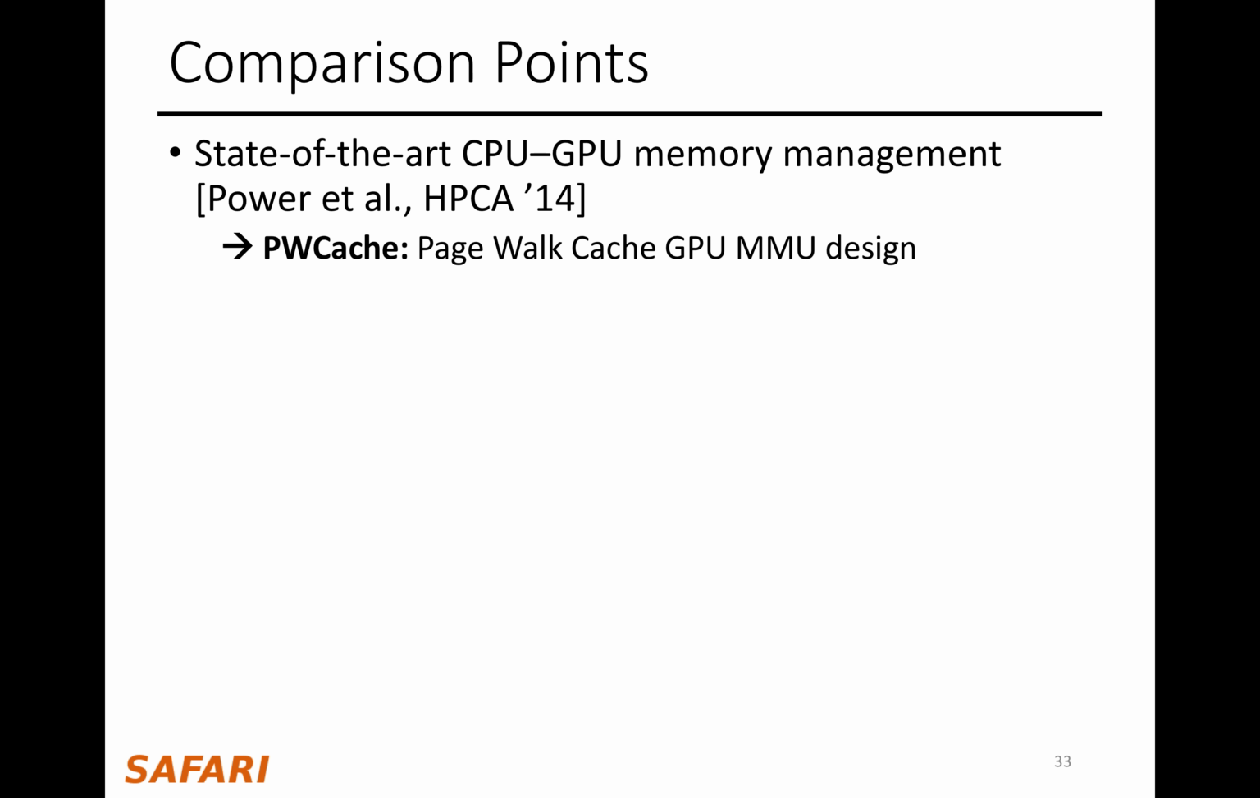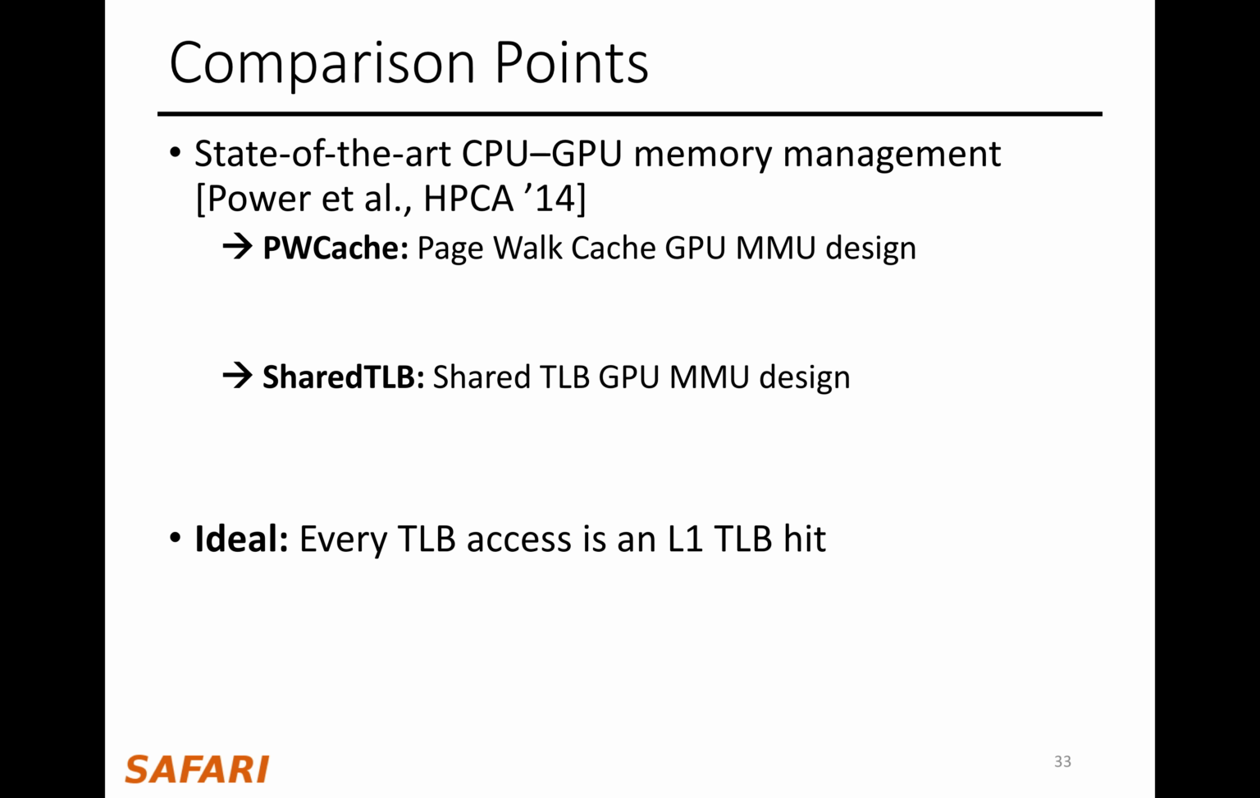We compare MASK to two state-of-the-art CPU memory management designs. The first design is called page walk cache, or PWCache in the plot. This particular design utilizes a page walk cache to cache any partial translation data. The second design we compare to is called the shared TLB design, which utilizes a shared TLB in order to cache translation data and reduce the number of page walks that have to be done. Lastly, we compare to the ideal baseline where every single TLB access is an L1 TLB hit.